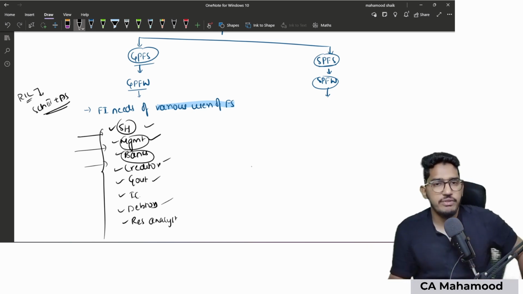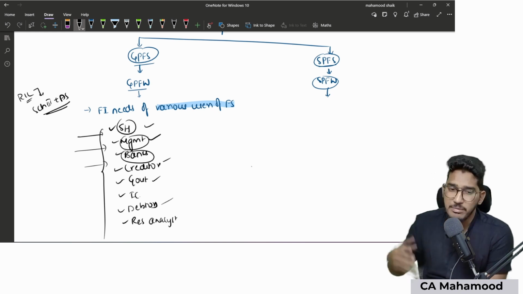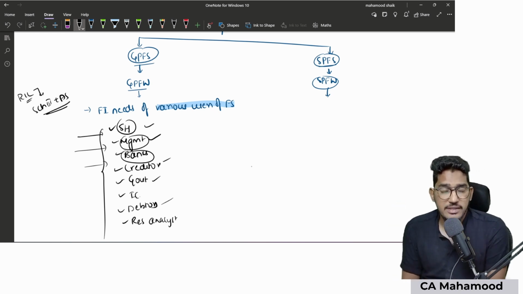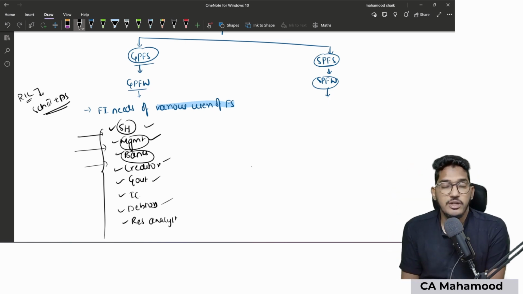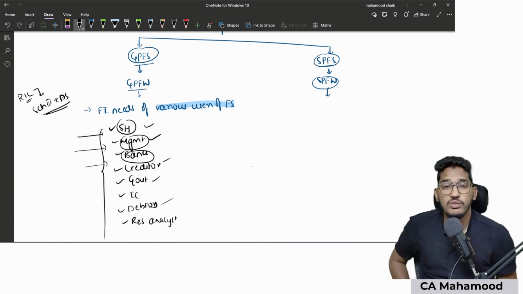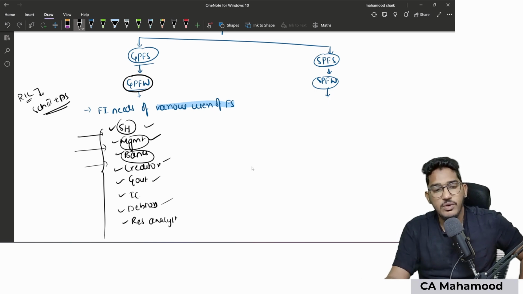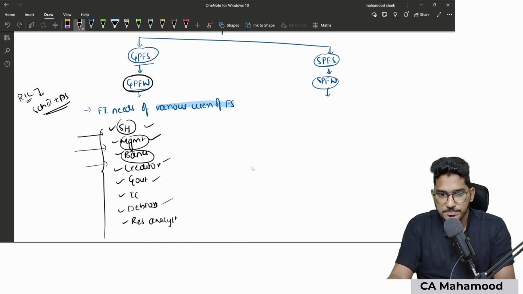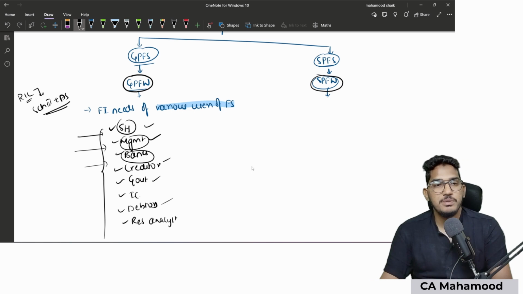So this single framework is going to fulfill the financial information needs of so many users of the financial statements simultaneously. That framework, we call it the general purpose framework. One of the best examples of the general purpose framework is Schedule 3 and accounting standards. Why? Because Schedule 3 and accounting standards will fulfill the financial information needs of various users of the financial statements. Clear? And those financial statements which are prepared as per this general purpose framework, we call them general purpose financial statements. Clear?